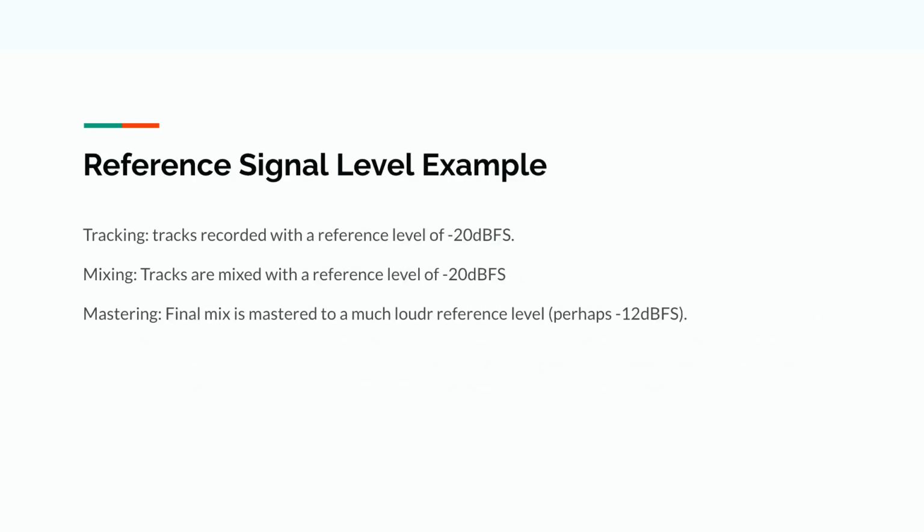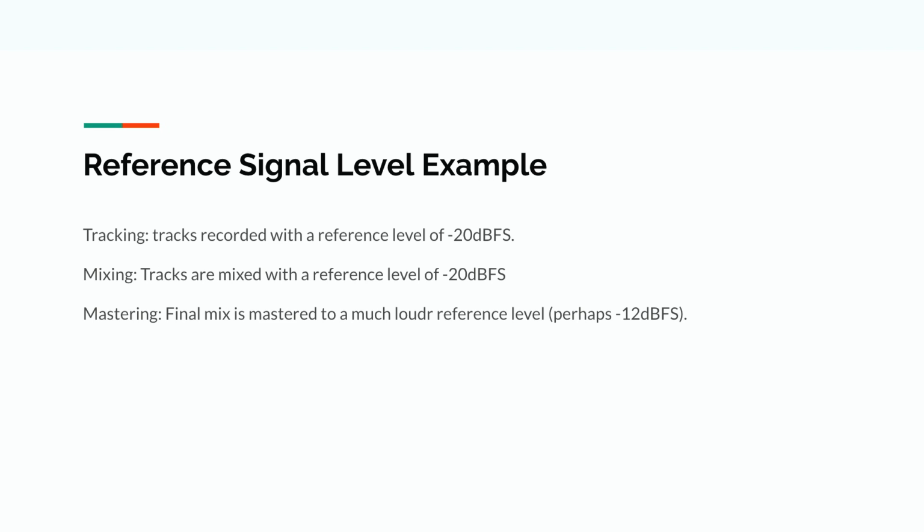Another example, thinking about signal level. We talked earlier this semester about how in the professional world, when working at 24-bit, we tend to have a reference level that leaves a significant amount of headroom. So during tracking, the signal level might have been tracked in an environment where a nominal analog signal level of 0 VU equals plus 4 dBu, which equates to negative 20 dB full scale in digital. We've left 20 dB of headroom.